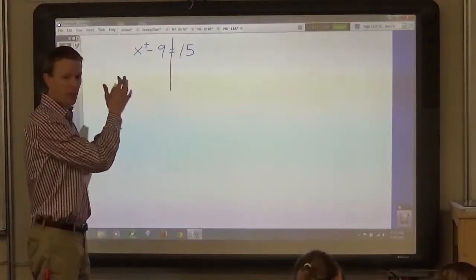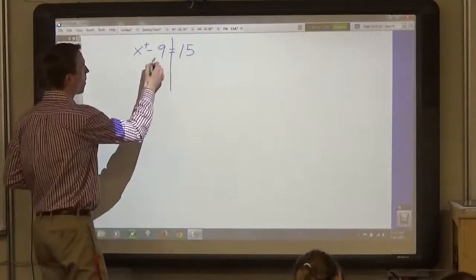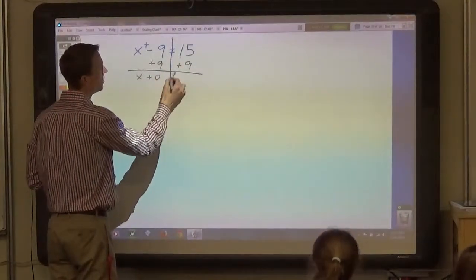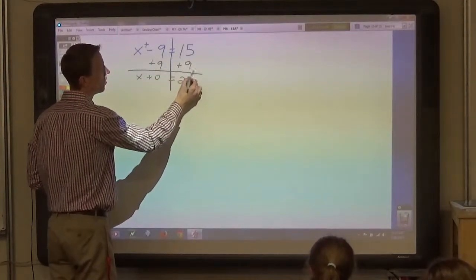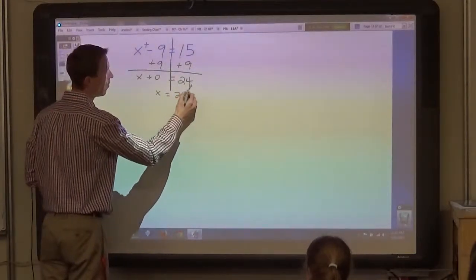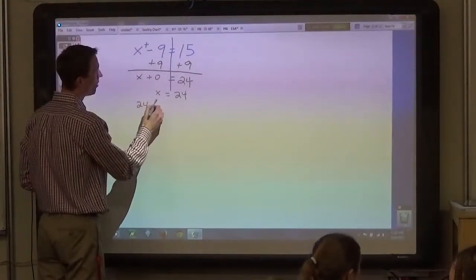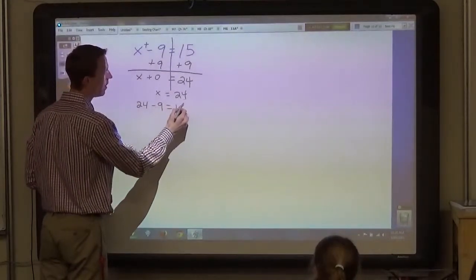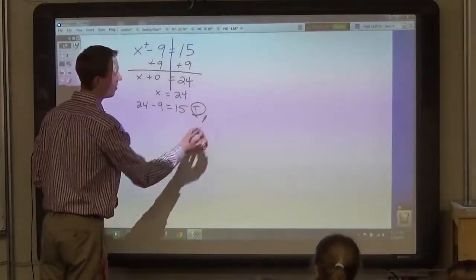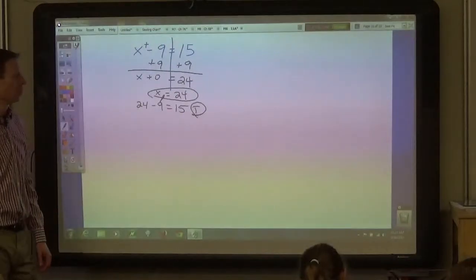Which side should we start on? Johnny? Side with the variable. Add the opposite. So x plus 0 equals 24. That proves x equals 24. And it's true. 24 minus 9 equals 15. T for true.